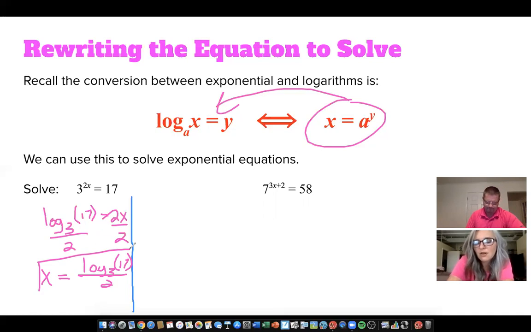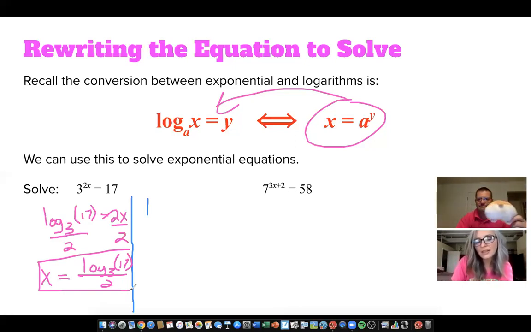So I hate having to think about rewriting it from exponential form to log form, because I think it's easy to make a careless mistake, putting something in the wrong place. But what I do know is I can do anything I want to an equation as long as I do the same exact thing, right?